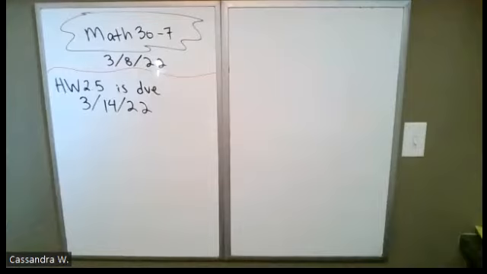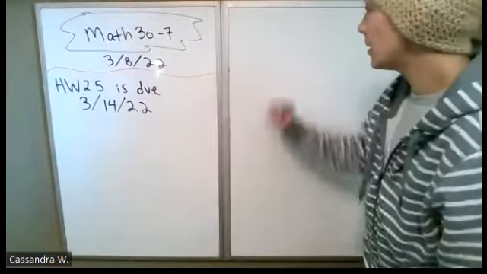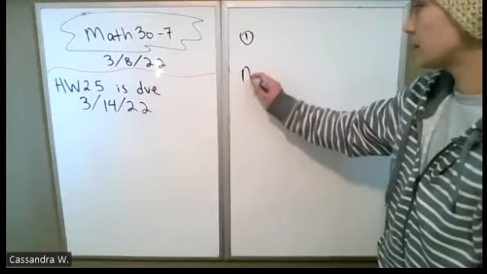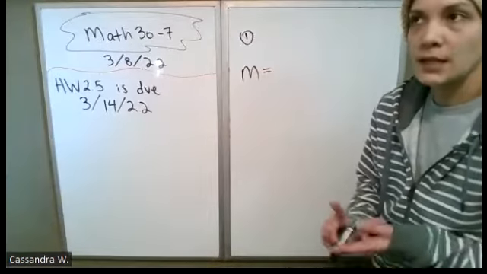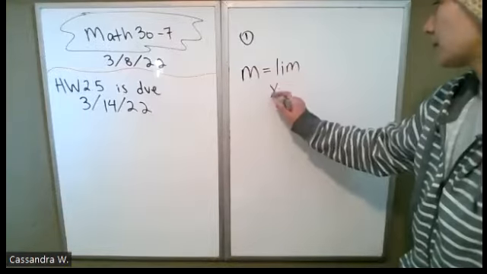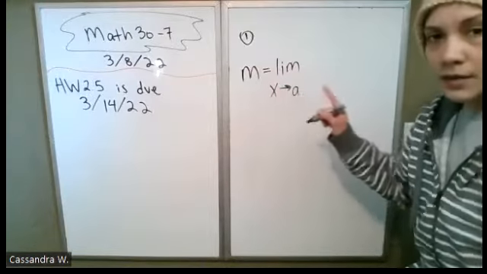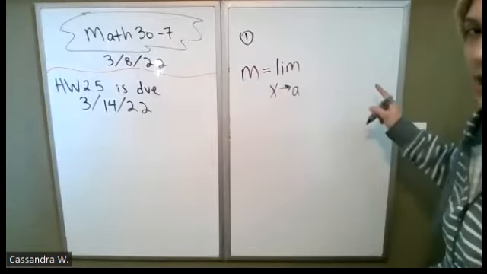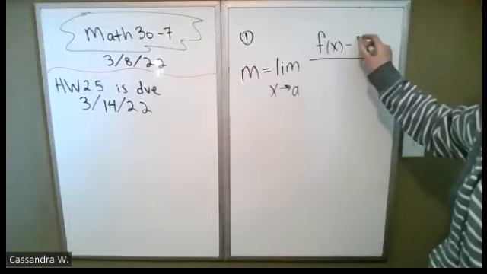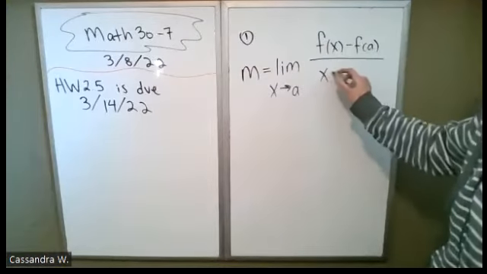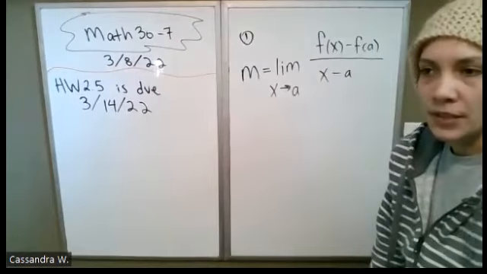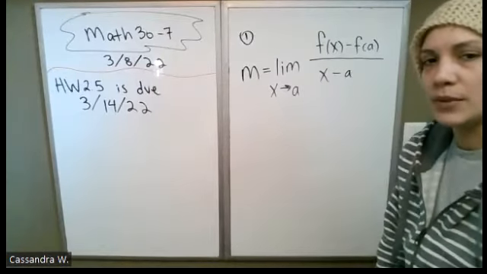The first definition we talked about was the slope of the tangent line being the limit as x goes to a of f of x minus f of a over x minus a. I'm just putting the two definitions up from last class before we do an example.